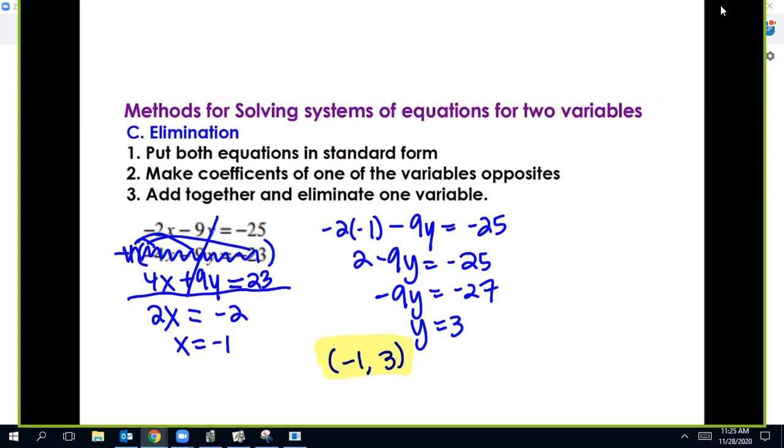You can do any of the three methods for any problem at all, but there are times when one is easier than the other. So just use your best judgment.